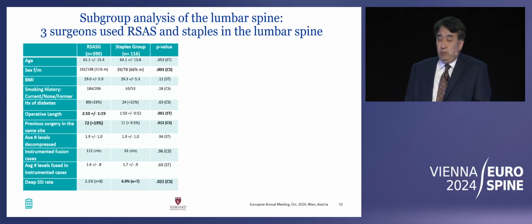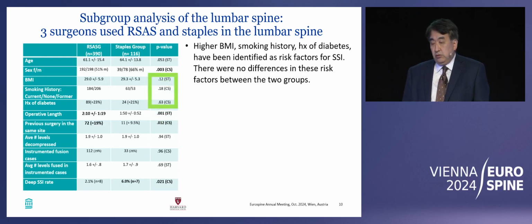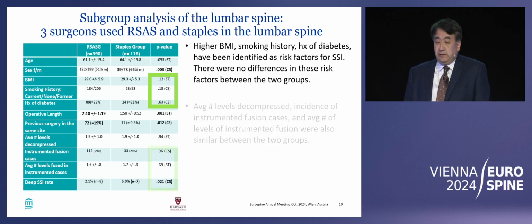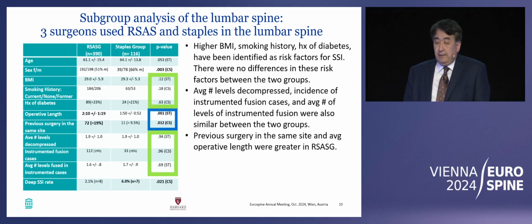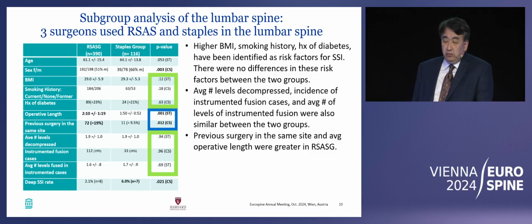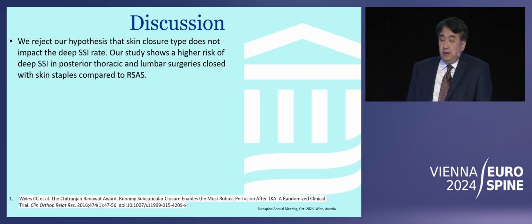In order to have a more homogeneous group, we did a subgroup analysis of 3 surgeons who used subcuticular sutures and staples in the lumbar spine. There were no differences in the risk factors of BMI, smoking history, diabetes, as well as the number of levels decompressed. The operative length and previous surgery in the same site were greater in the subcuticular group. However, the deep infection rate was lower in the subcuticular group compared to the staples group.